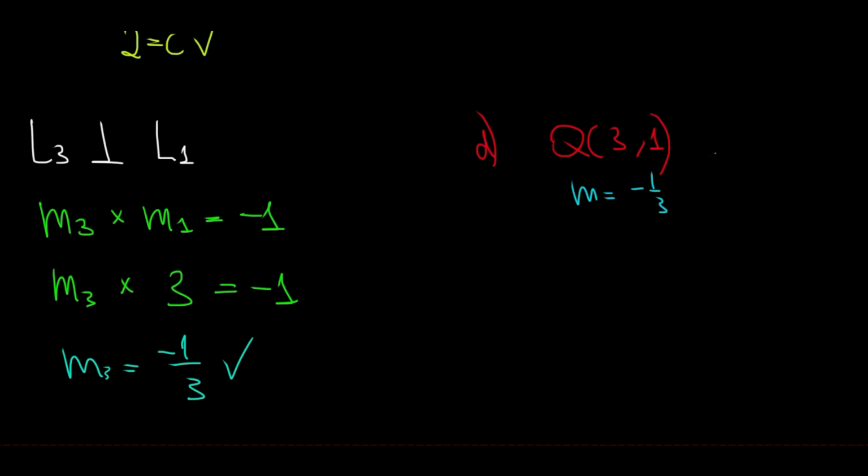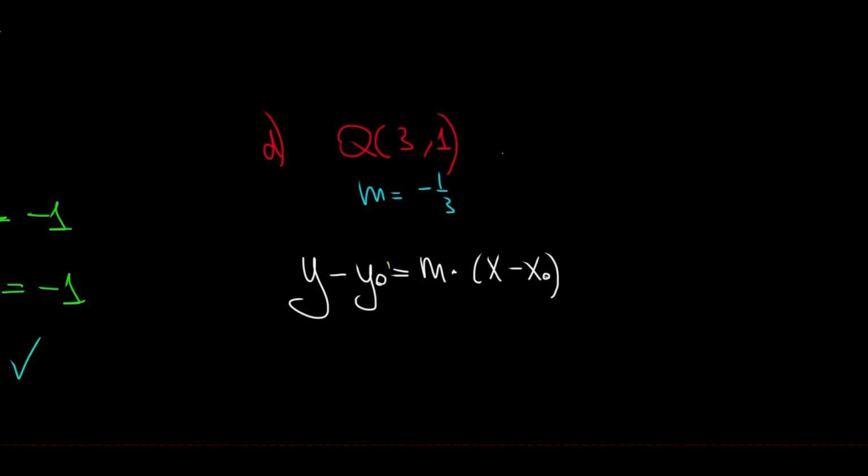How can we solve this question a bit faster? I like to use the following form: y minus y0 equals m, which is the gradient, times x minus x0. And I'll explain what I mean. What I want to explain is the y0 and the x0. These are coordinates of a point on the line.